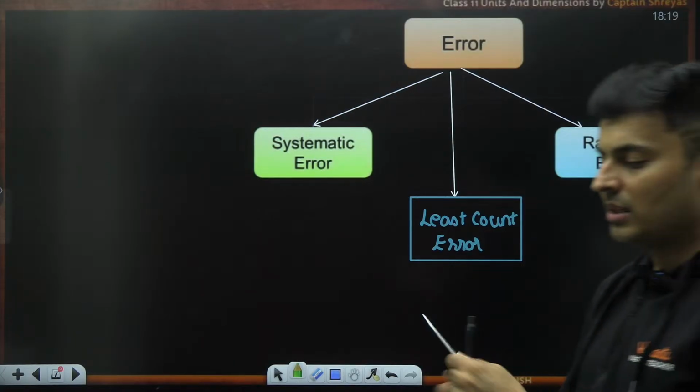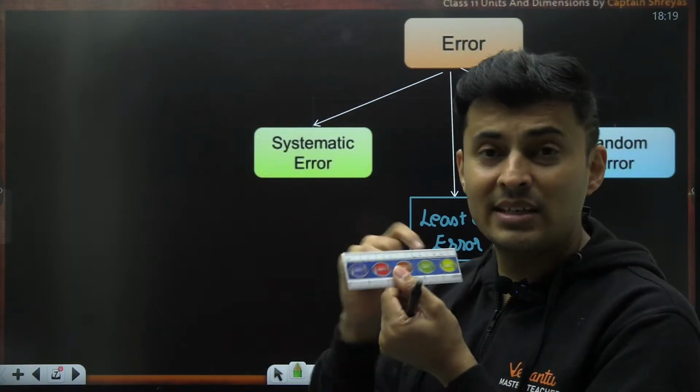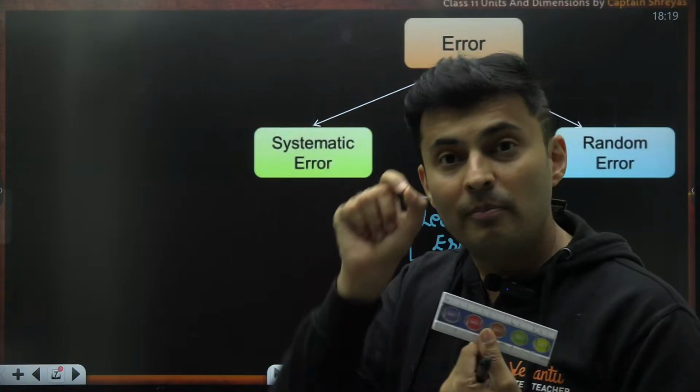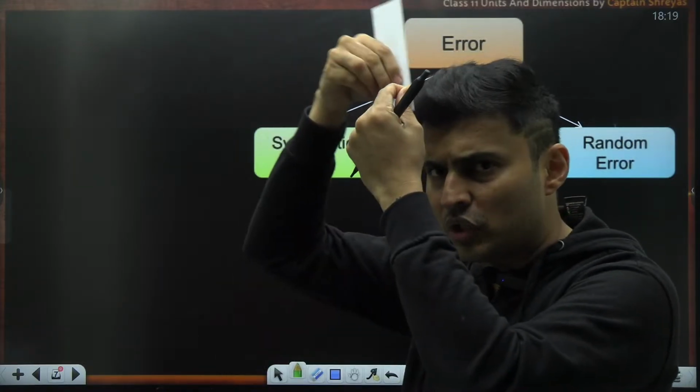And if you see the centimeter scale, there are small divisions. Each division is a millimeter. So below 1 millimeter, you cannot measure using this scale.